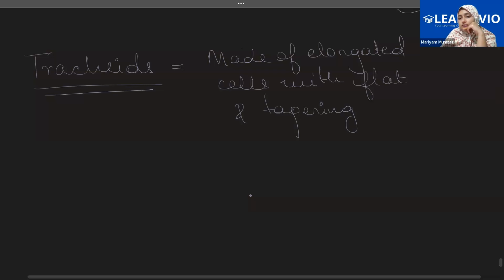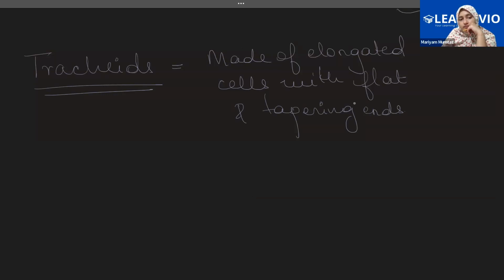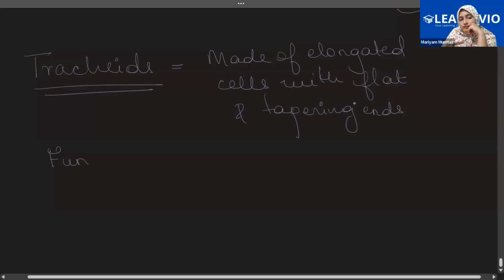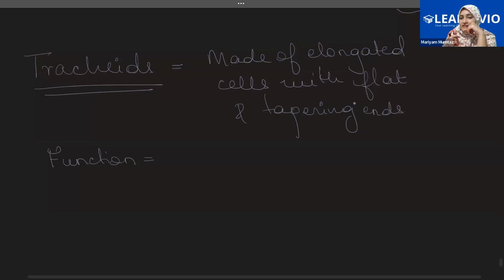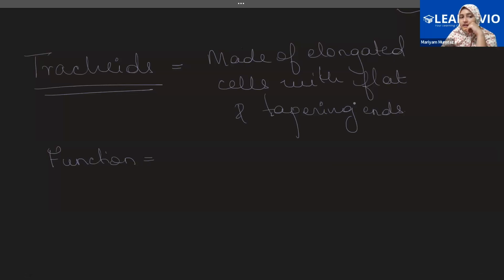Do you people have the pictures of tracheids in your book? Can you check? You have, right? Can you see it has a pointy end? It will be cylindrical in the middle, but towards the end it becomes like a point, isn't it? So that is what I mean by tapering. Tapering means it gets thinner and pointed at the end. The whole structure need not be pointed, but the endings will be. So that is the characteristic of tracheid.